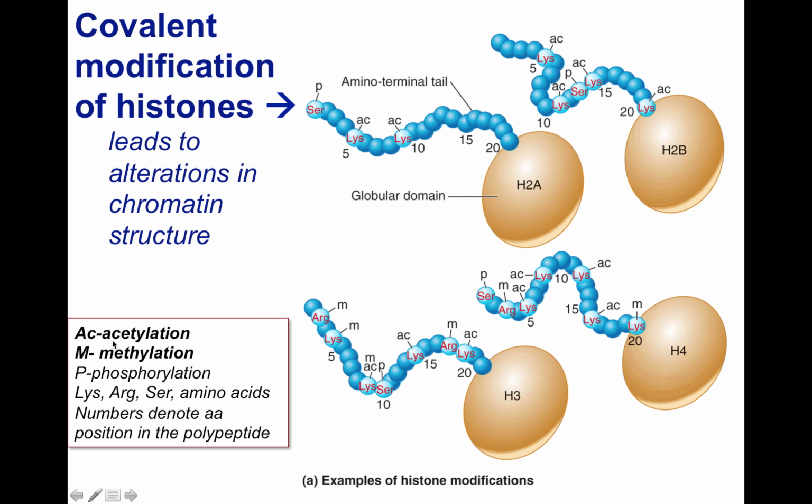Most frequently are acetylations. Here we have lysines that are acetylated. Most of the acetylations occur on lysine residues. You can also have methylation, which can occur on all three different types of residues, the serines, the lysines, and the arginines, and phosphorylation. So all three major types of modification, acetylation, methylation, and phosphorylation, occur on the tails. And you can appreciate that there can be a whole variety of modifications at any one nucleosome.